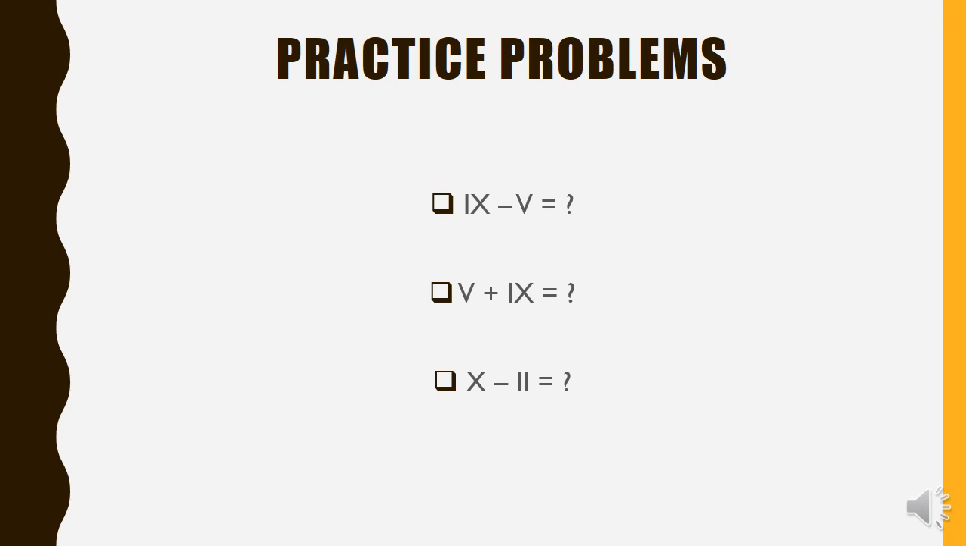Next problem requires you to add two numbers. V plus IX means 5 plus 9. What number does that give you? Write that down in Roman numerals. The last one is X. X means 10, and you have to subtract 2 from it. Whatever you get, write it down in Roman numerals.